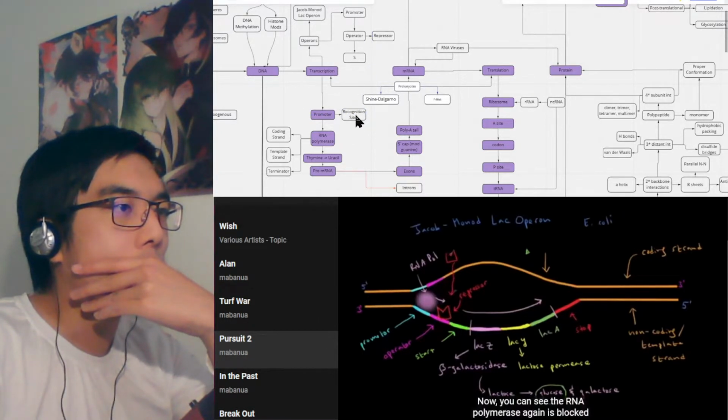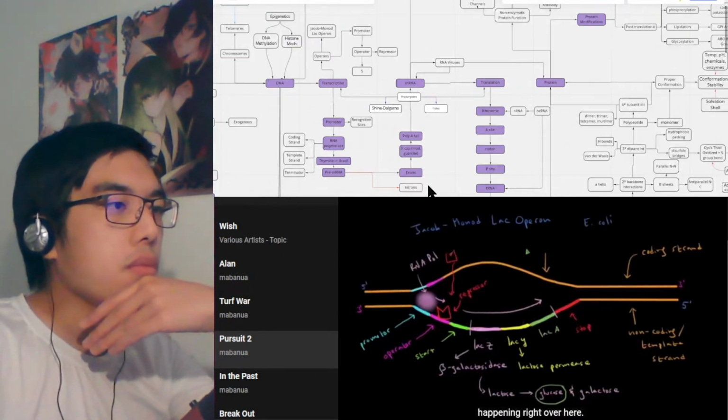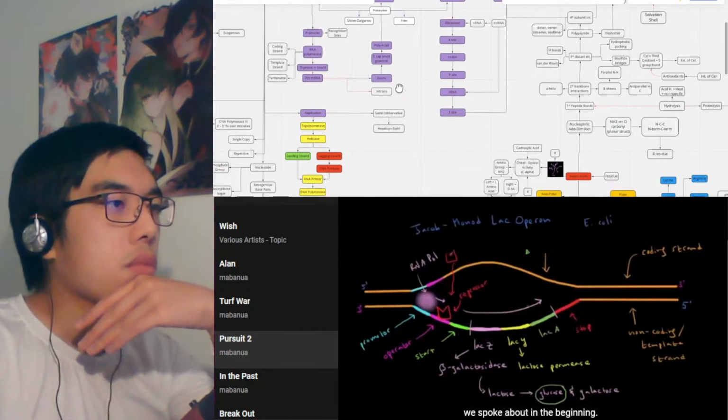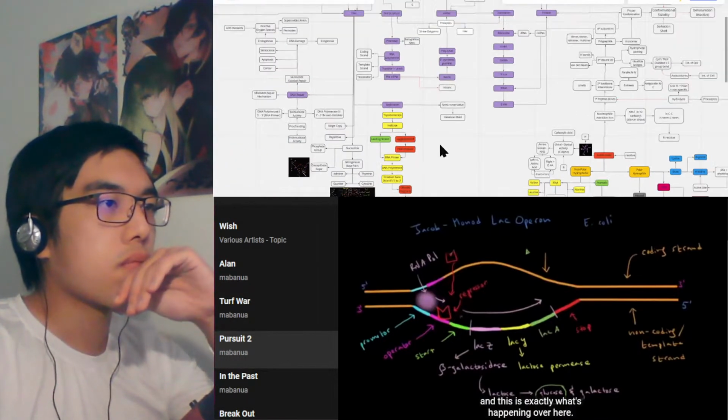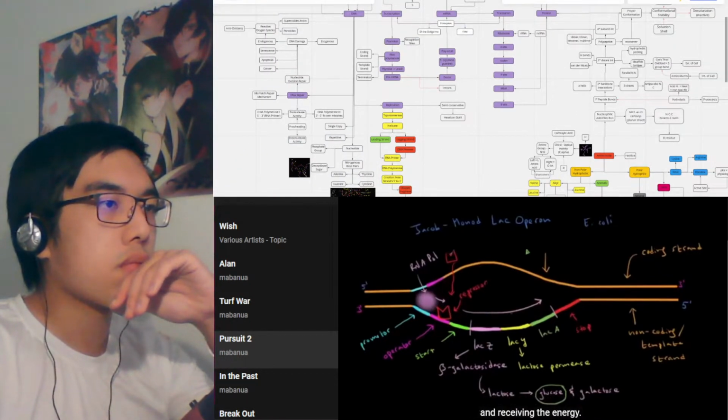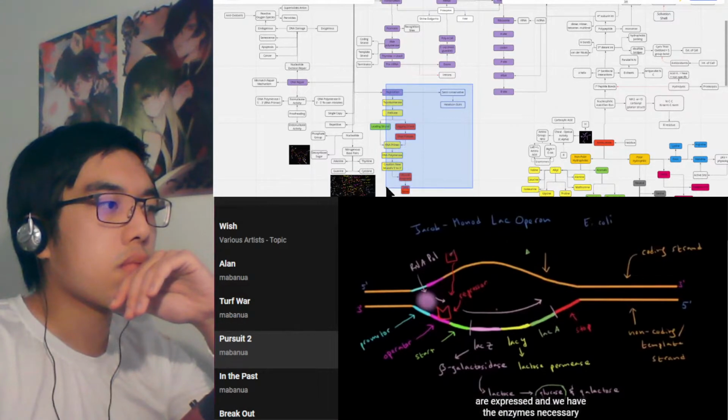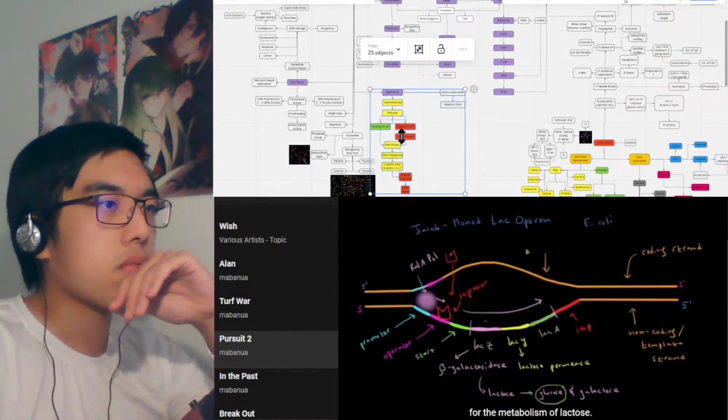Now you can see the RNA polymerase again is blocked, and so there is no more transcription happening right over here. Let's connect this to what we spoke about in the beginning. We said that the regulation of gene expression happens at the level of transcription. We only transcribe those genes that we need. And this is exactly what's happening over here. In the absence of lactose, these genes are not expressed and we're saving the energy. But when we have lactose around, these genes are expressed and we have the enzymes necessary for the metabolism of lactose.